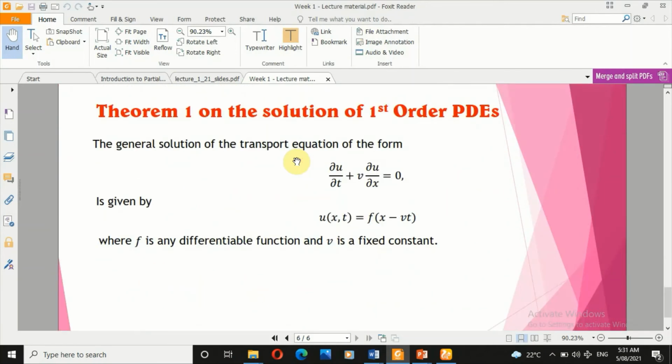So let's go to the theorem. Now this problem A is for the transport equation. The theorem is saying that if we have this to be the problem, then the solution is in terms of a function of x minus vt, where this v is a constant and this f is just a function. So as you can see now, if v is 3, then the solution will be f of x minus 3t.